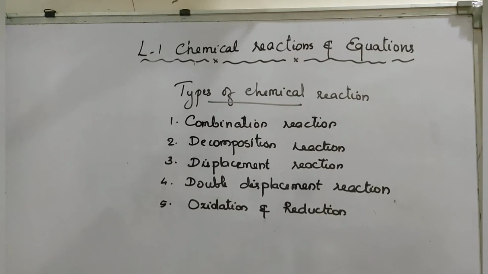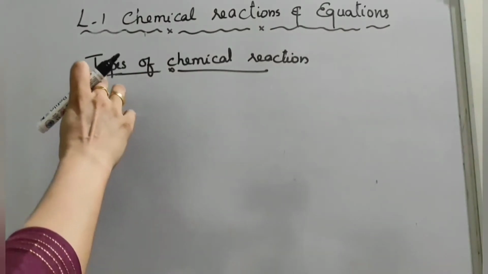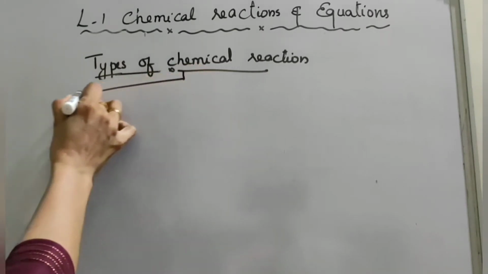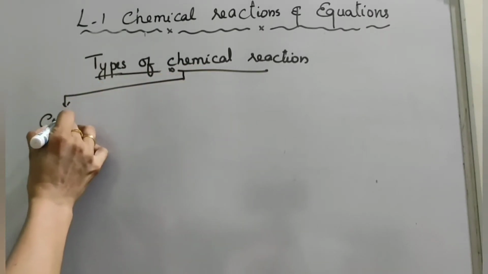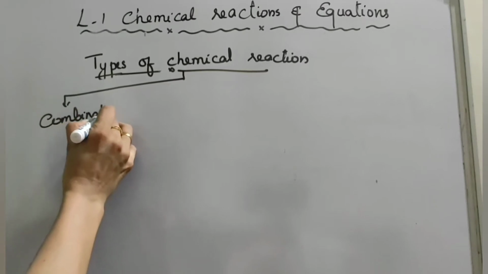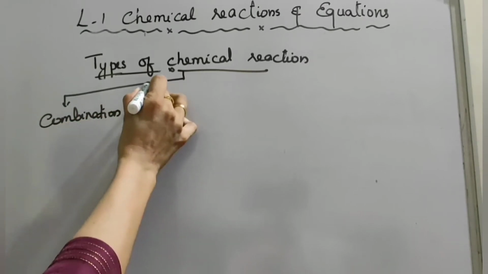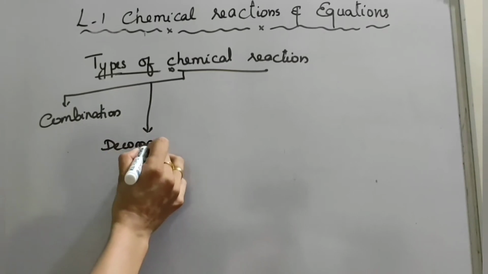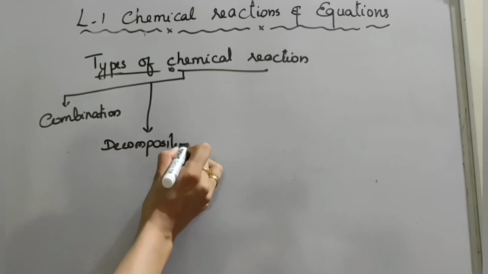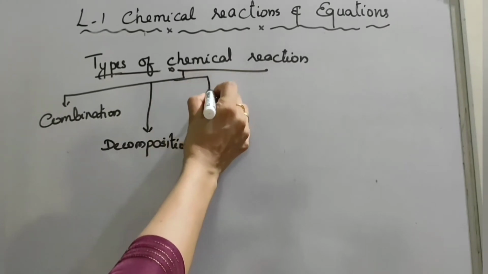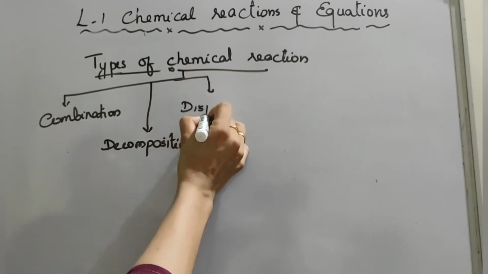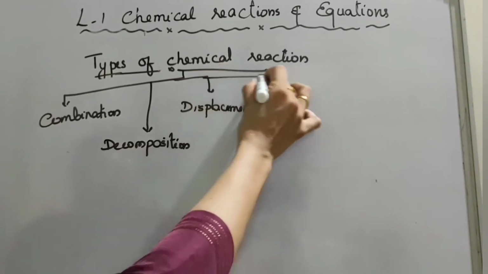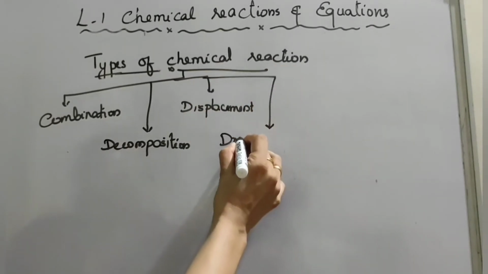Let's watch the video. The second topic, types of chemical reaction. There are 5 types of chemical reaction. The first type is combination reaction. Second, decomposition. And third, displacement. Fourth, double displacement.